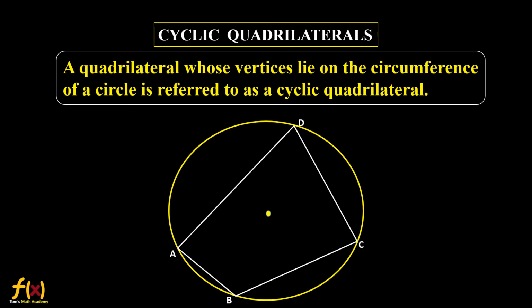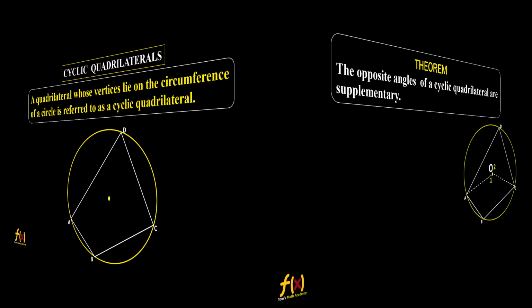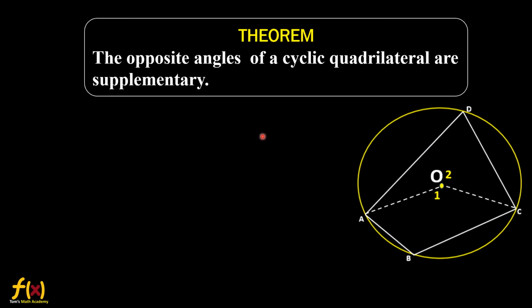Cyclic quadrilaterals. What's a quadrilateral? A shape of 4 sides. You can see A, B, C and D are the vertices, and all the 4 vertices lie on the circumference of a circle. Then we call this a cyclic quadrilateral. Okay. Now we have to look at the theorem on cyclic quadrilateral.